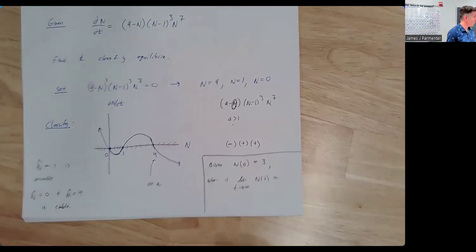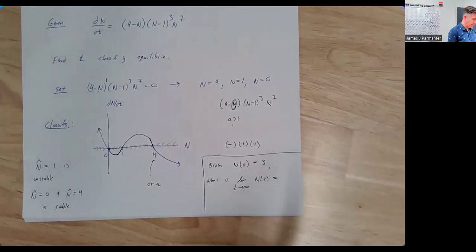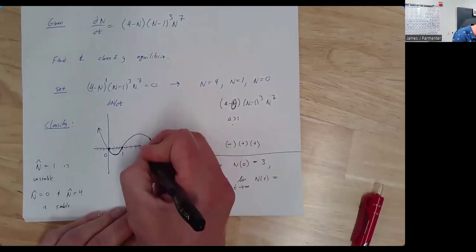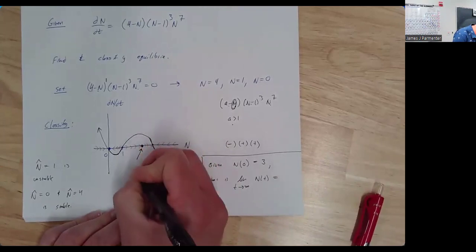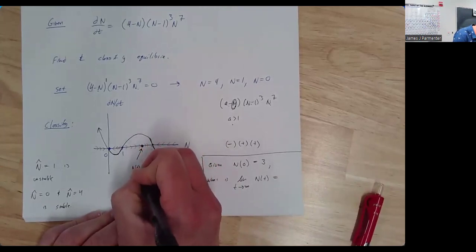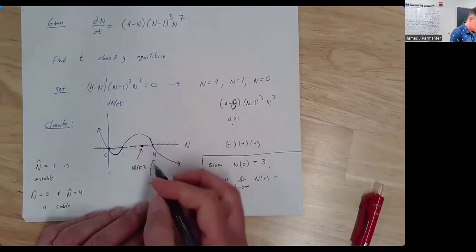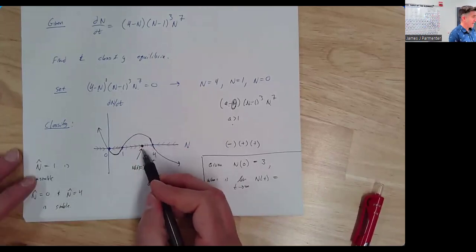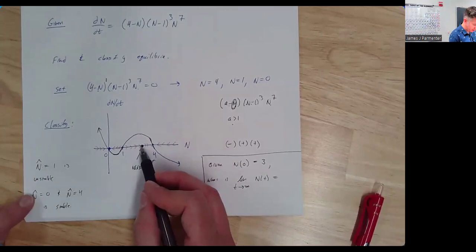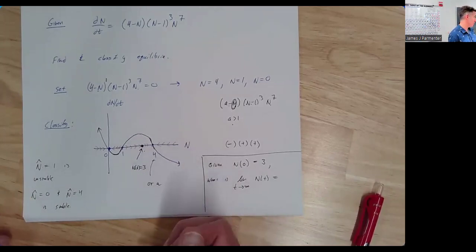So how do we know it's 4? Well, if you're starting at time equals 0, right here at n of 0 equal to 3, then as time moves forward, we're going to get pushed to the right towards that stable equilibrium, which is 4.